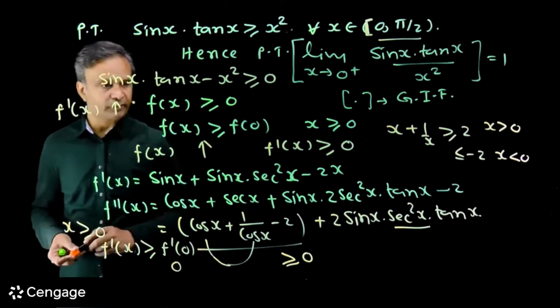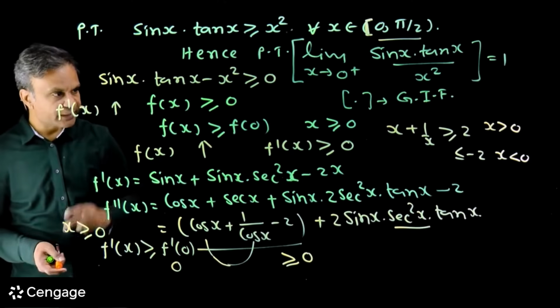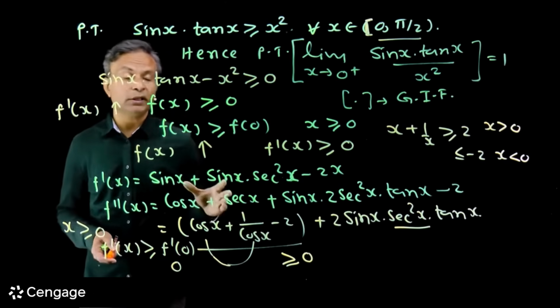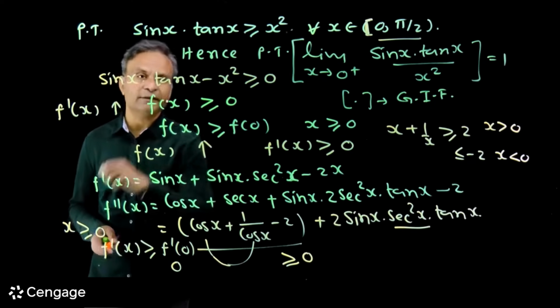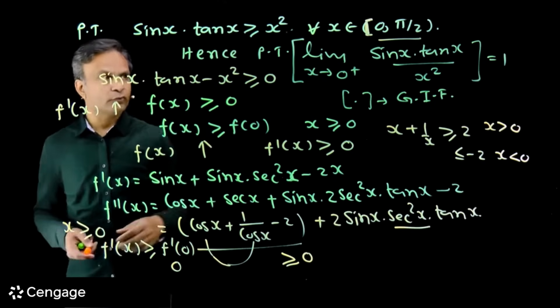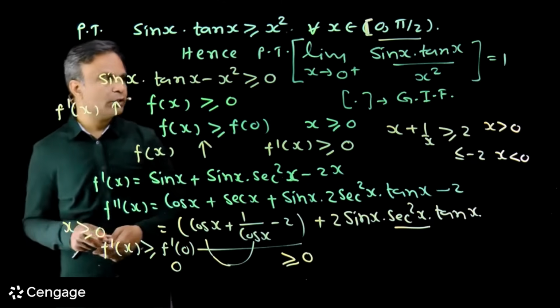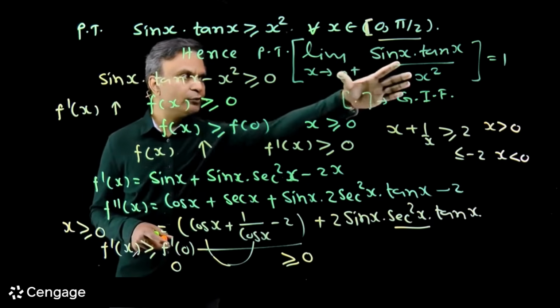This was our target. हमें यही प्रूव करना था कि f dash x greater than or equal to 0 है, क्योंकि हमें प्रूव करना था कि फंक्शन f x जो है वो इंक्रीजिंग फंक्शन है. Okay, so this is proved. Now using this we have to prove that this value is 1.